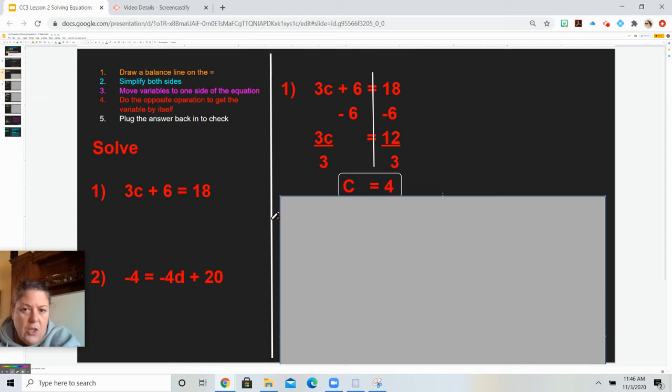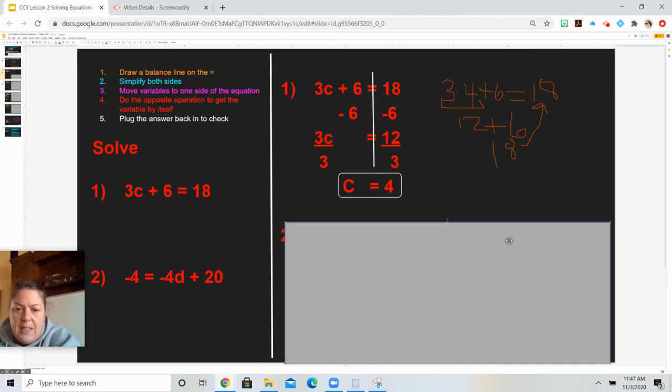And like I said, it's a good idea to check those answers. So I'm going to take 4 and plug it back in, replacing the c with 4, and check to make sure that equals 18. I know that 3 times 4 equals 12, and I also know that 12 plus 6 does equal 18. So I know that my solution, c equals 4, is correct.